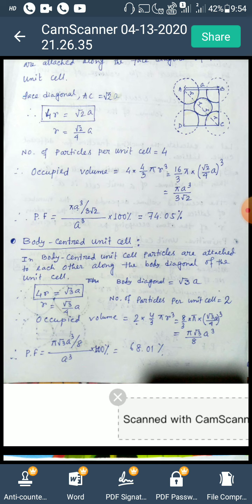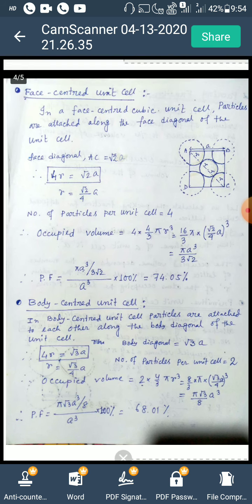Now the volume occupied by the particles is 2 into 4/3 pi r cube, equal to 8 by 3 pi into root 3a by 4, whole cube, which is equal to 4 root 3 pi a cube by 8. So the packing fraction is this divided by a cube, into 100, that is 61%.